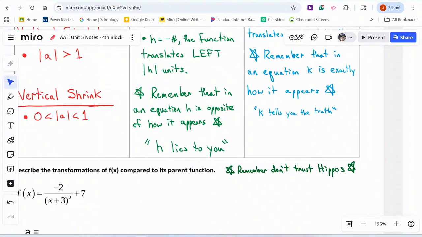Don't trust hippos. They want to maul you to death and fling poo all over you with their tails. No matter how cute and cuddly they seem, they're not hungry. They're evil. Don't trust them.